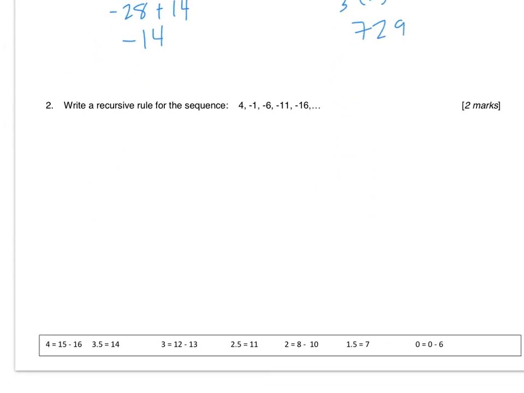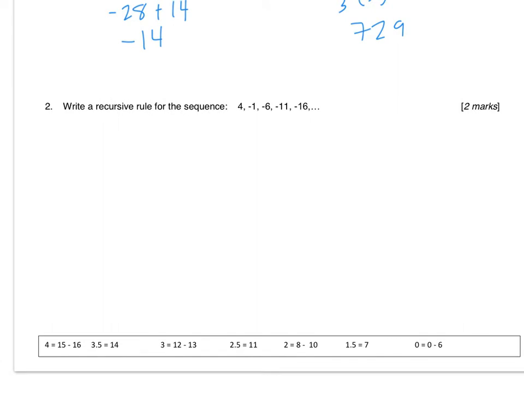Question 2. Write a recursive rule for the sequence. So a recursive rule has two parts. So A0 equals, and then you put down the first term. I will say sometimes they'll say A1 as well. That's an A, not a 9.